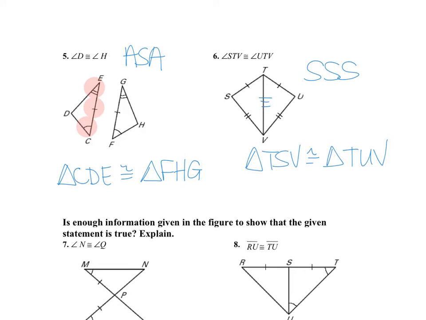Before you can say corresponding parts of congruent triangles are congruent, which is what you would be using as a reason for saying this statement right here, CPCTC, the only way you can say that is after you have congruent triangles. That must occur first.